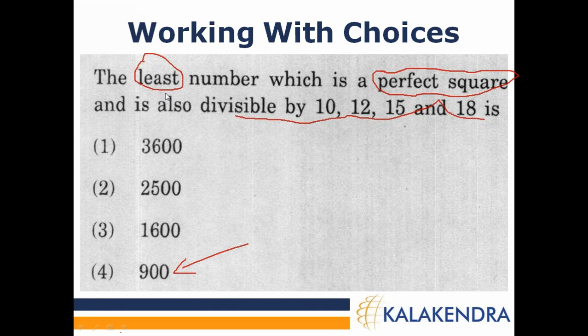So scanning through the answer options, we figured out that all the answer options were perfect squares. All four of them had double zeros at the end, and the other part themselves are also perfect squares, so definitely they're perfect squares. And looking at the least one, which is 900, that is divisible by 10, 12, 15, and 18. We checked with each one of them and we got the answer that yes, it's divisible by all of them, and hence that being the correct answer.